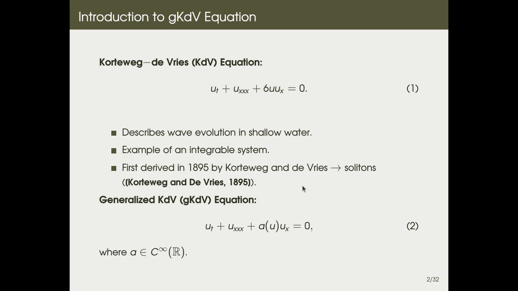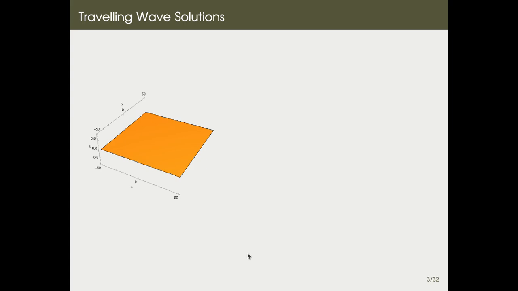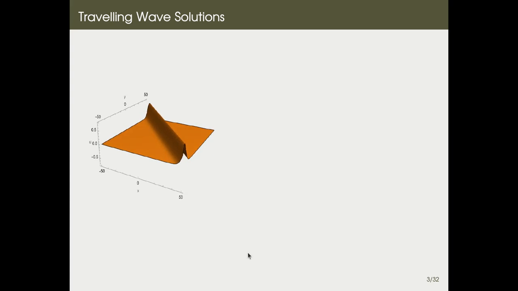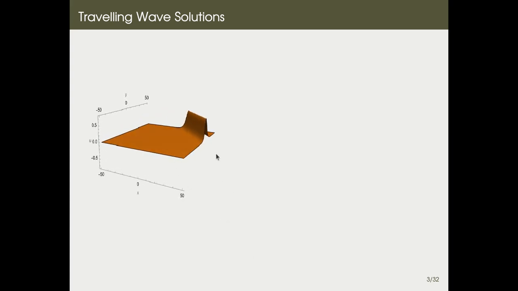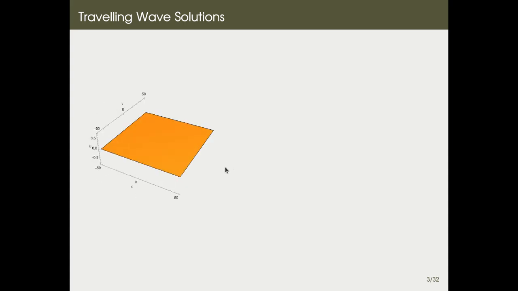On the other hand, the generalized KdV or gKdV equation is a more general form of the KdV equation where the nonlinearity is represented by a variable function a of u instead of the fixed coefficient 6u. This allows for a wider range of physical phenomena to be modeled. In particular, we will be concerned with the traveling wave solutions of the gKdV equation, the solutions that look like a wave moving at a constant speed.